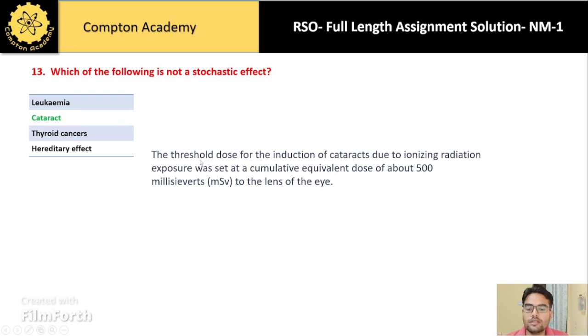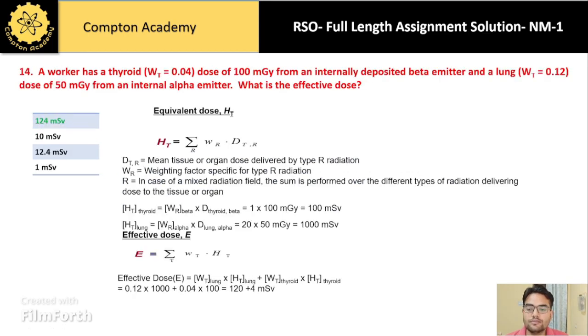So when a person receives 500 millisievert to the lens of the eye, there is a possibility of radiation-induced cataract. Now question number 14: if a worker has a thyroid dose of 100 milligray from an internal deposit of a beta emitter, and a lung dose of 50 milligray from an internal alpha emitter, what is the effective dose? So here the effective dose has been asked.